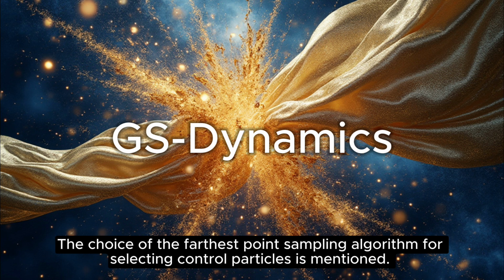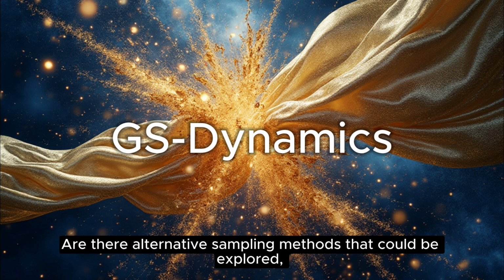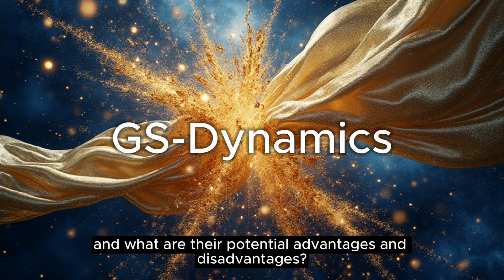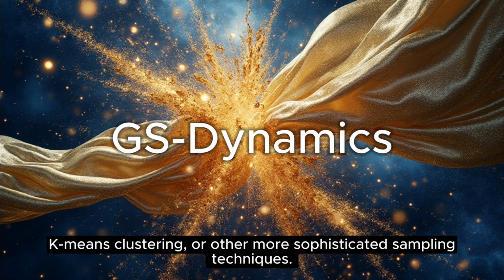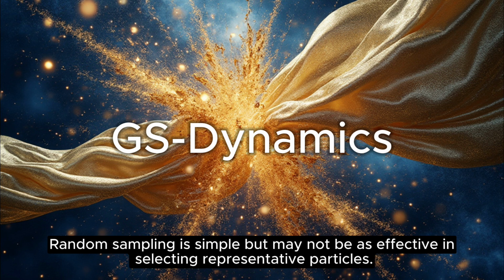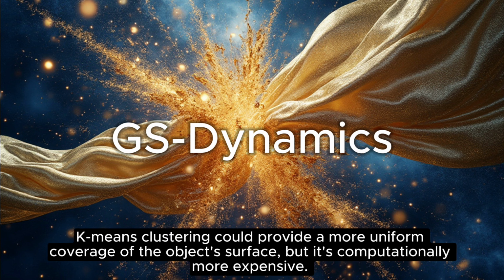The choice of the farthest point sampling algorithm for selecting control particles is mentioned. Are there alternative sampling methods that could be explored, and what are their potential advantages and disadvantages? Yes, several alternative sampling methods could be explored, such as random sampling, k-means clustering, or other more sophisticated sampling techniques. Random sampling is simple but may not be as effective in selecting representative particles. K-means clustering could provide a more uniform coverage of the object's surface, but it's computationally more expensive.